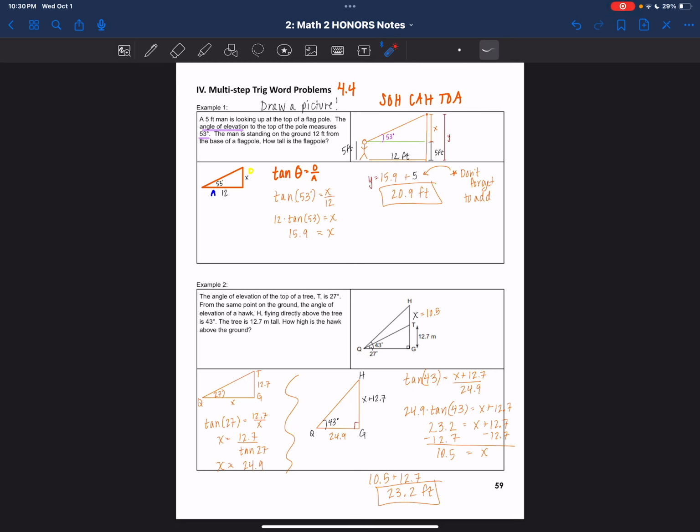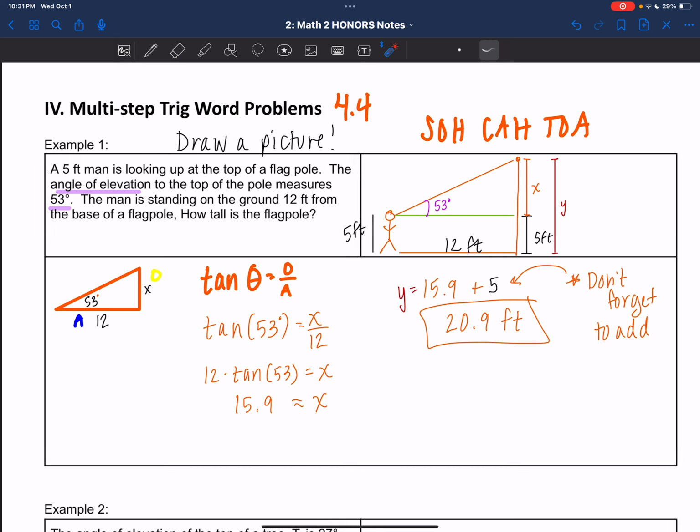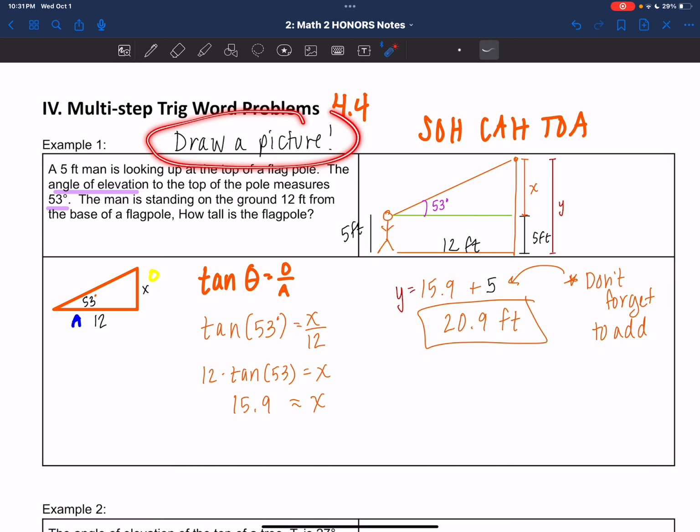All right, before we talked about types of word problems with angles of elevation and depression, now we're going to talk about multi-step trig word problems. So meaning you might have to do more than one thing. We're going to do a couple examples here. But the biggest thing is sketch a picture.